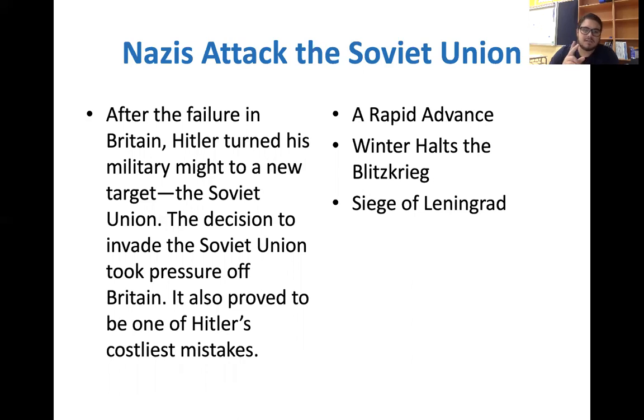Hitler's going to make two mistakes here. The first one I just talked about, and the second thing is he's not going to correctly assume the Soviet power. Now, what do I mean by that? He's going to overlook just how absolutely massive Russia and the Soviet Union is. So these are the three things we're going to talk about: the rapid advance, winter halts the Blitzkrieg, and the siege of Leningrad.